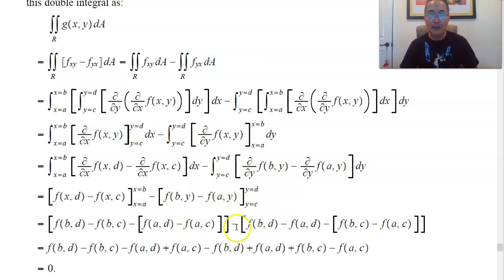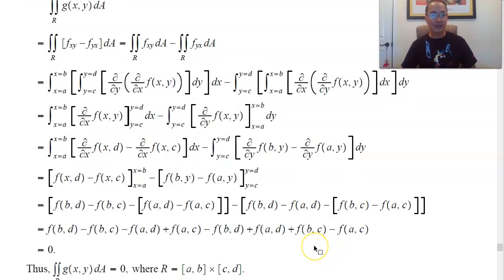Now, minus this thing. Notice the double brackets here. At b, you have f(b,d) minus f(a,d), correct so far, minus, plug in c, f(b,c) minus f(a,c). That works out. And guess what? That f(b,d) cancels with this minus f(b,d). That minus f(b,c) cancels with this plus f(b,c). Minus f(a,d) cancels with plus f(a,d). Plus f(a,c) cancels with minus f(a,c). Exactly all eight terms, four pairs, cancel each other perfectly to get 0.